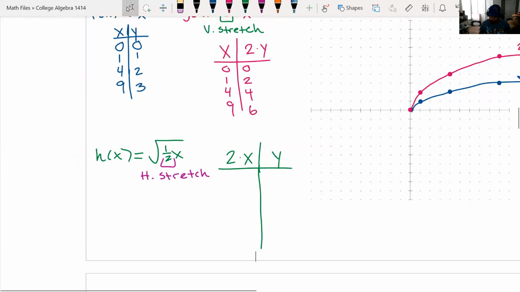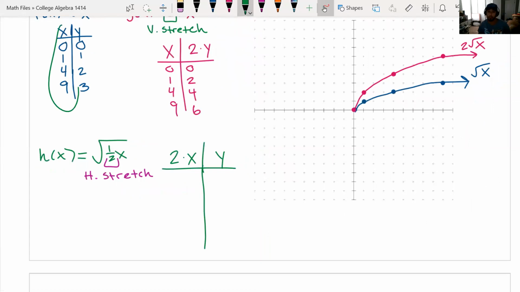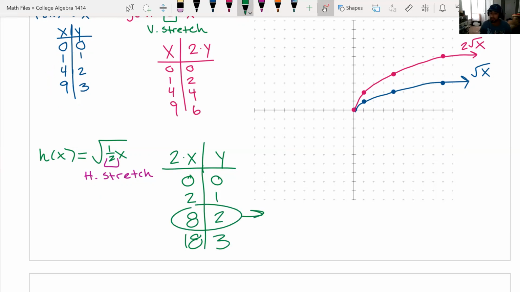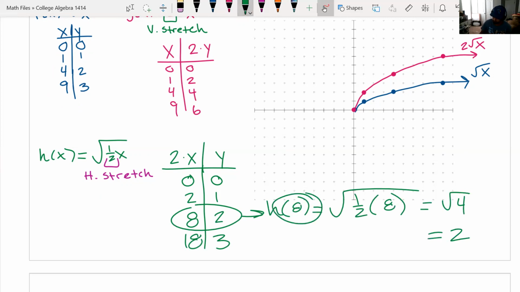So what we do now is take all these x values from the parent function and multiply them by 2. You get 0, 2, 8, 18. And your y values are going to stay exactly the same. 0, 1, 2, 3. And once again, check your work. Let's try 8, 2. H of 8 gives me the square root of 1/2 times 8, which gives me the square root of 4, which gives me 2. So we get 8, 2 as our point, which checks out right there.